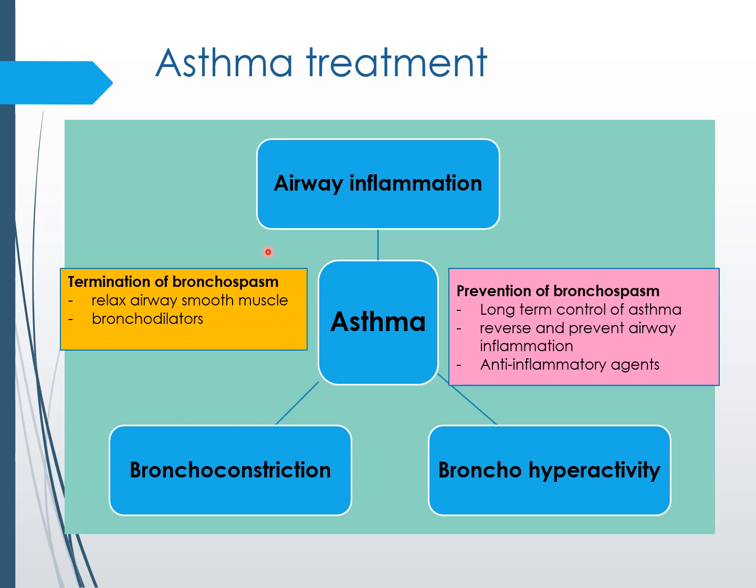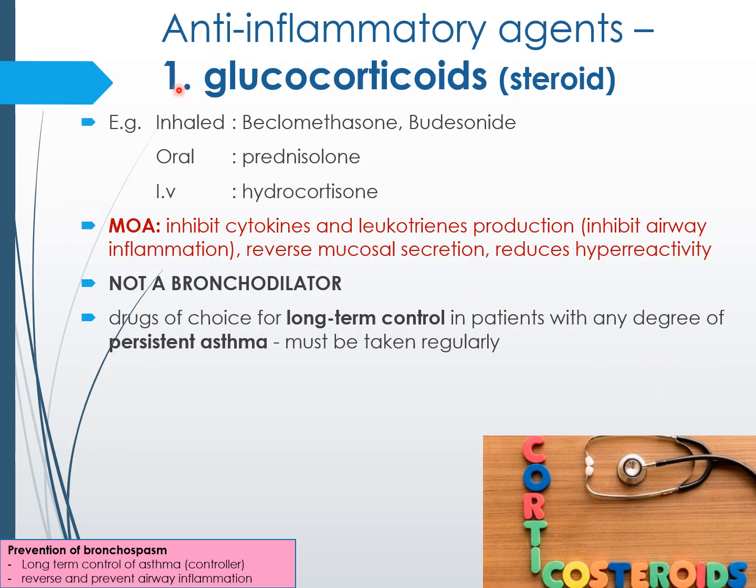So just now we have covered all the drugs that are focused on terminating bronchospasm, so bronchodilators. Now we're going to look at the drugs that are used for long-term control of asthma and to prevent airway inflammation. We call them anti-inflammatory agents. The first one is glucocorticoids, also called steroids. We have different formulations, or routes of administration: inhaled, oral, and intravenous. And these are the examples.